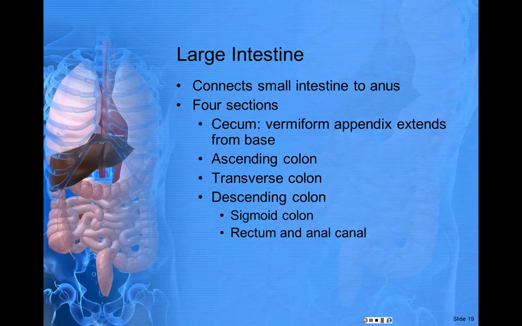Then there's the large intestine, which connects the small intestine to the anus. There are 4 sections of the large intestine. The cecum, and the vermiform appendix extends from the base of the cecum. The ascending colon, transverse colon, and descending colon. Part of the descending colon is the sigmoid colon and the rectum and anal canal.